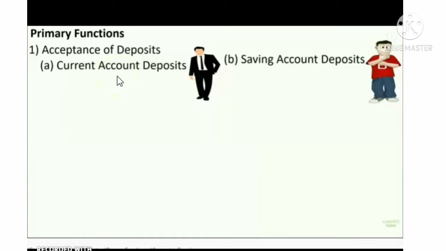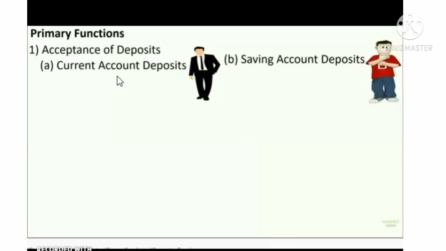So current account deposits mean what? The account that is payable on demand and can be withdrawn by check without any restriction. Whenever a person needs the money back, he can ask for the money back, in the form of a check or in other cash forms. So that's the current deposits.